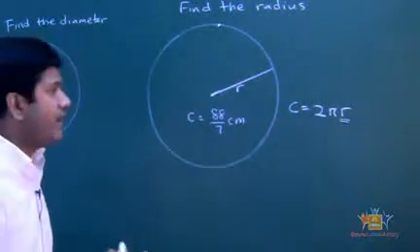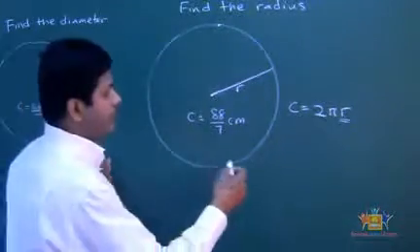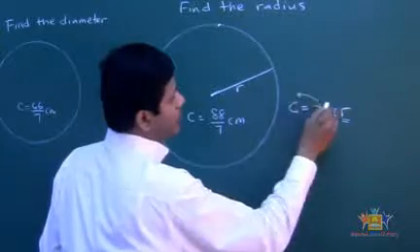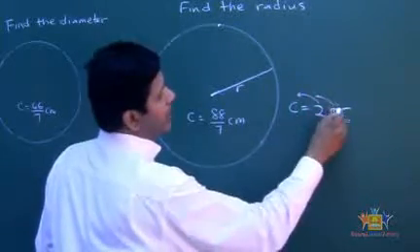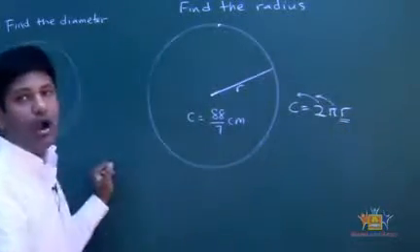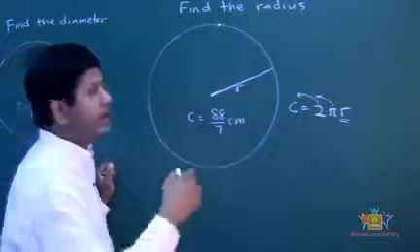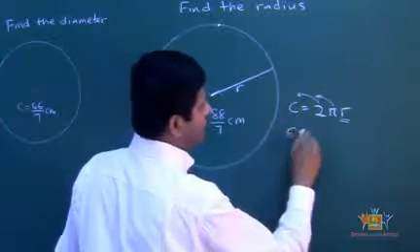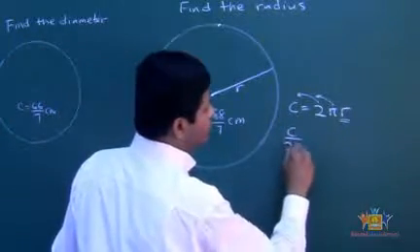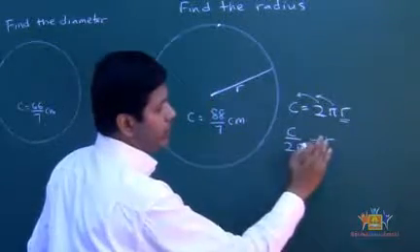That means I have to move everything surrounding r to the other side of the bridge. So I can move the 2 across, the pi across, pretty much the 2 pi. And what is 2 pi doing to r? It's multiplying. So multiplication across the bridge becomes division. That's right. C over 2 pi. So we've got C over 2 pi equals r.